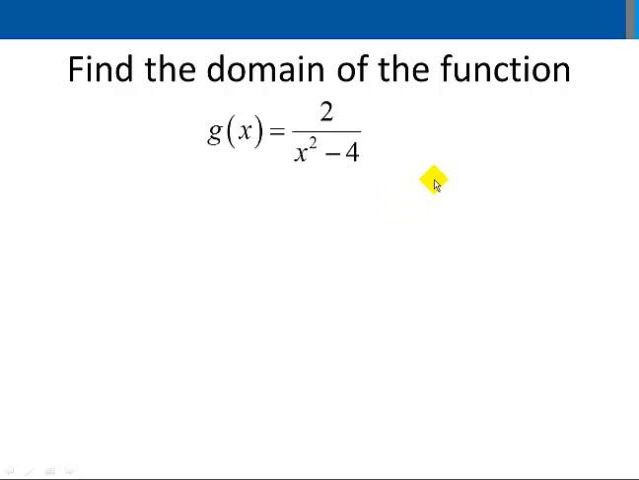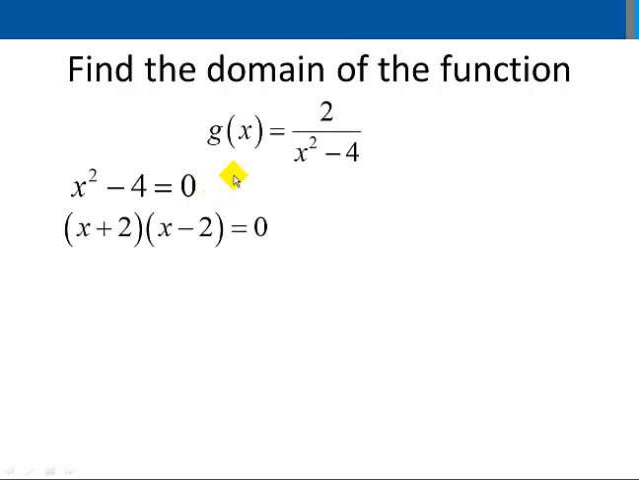Next, we'll find the domain of the function g of x equals 2 over x squared minus 4. Since division by 0 is undefined, we need to look closer at this function, in particular at values of x that would cause the denominator to be equal to 0. So let's set x squared minus 4 equal to 0.